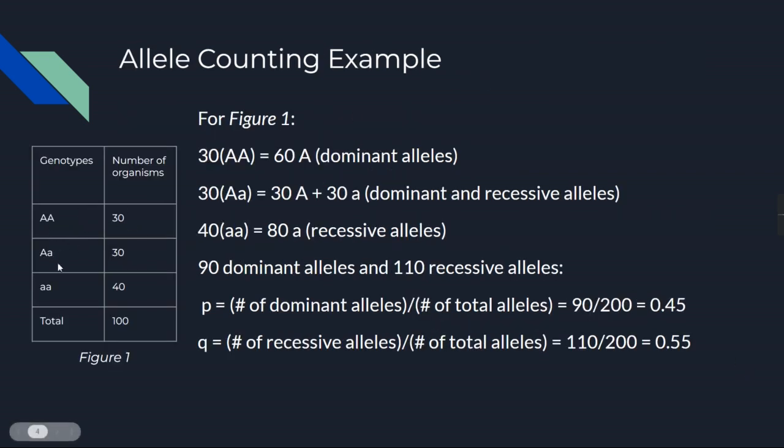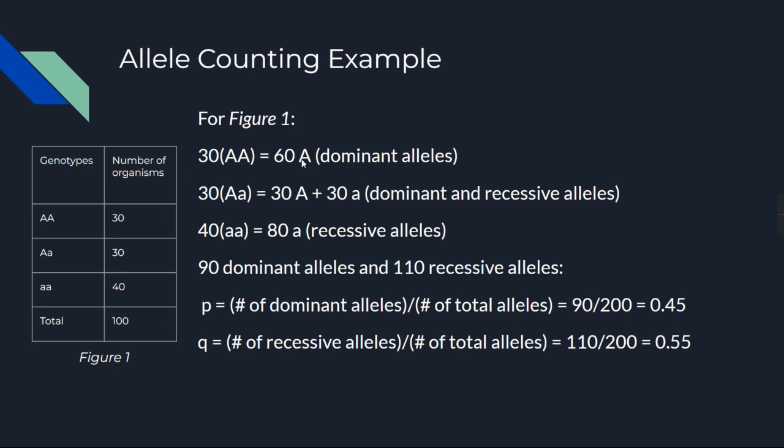If you have this table of all these different genotypes and the counts for each of them, you're trying to count up all the alleles. The first one, homozygous dominant, has two dominant alleles, and there's 30 of them. So 30 times the two dominant alleles equals 60 total dominant alleles. Heterozygous, there's one dominant, one recessive. There's 30 organisms, so 30 dominant, 30 recessive. The next one, homozygous recessive, they have two recessive alleles, and there's 40 of them. So 40 times 2 recessive equals 80 recessive.